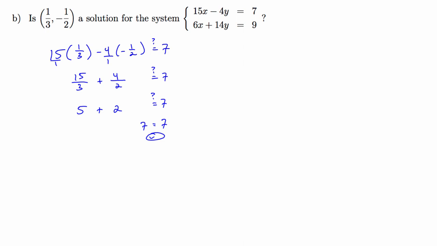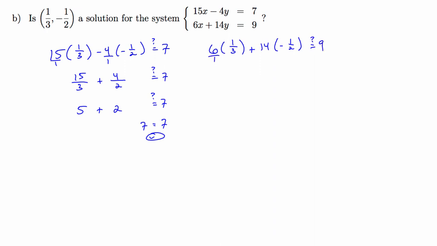Again, we need to go to the next step. We need to check if I substitute the 1/3 and negative 1/2 into the second equation, will I still obtain a true statement? So we begin the same way. The equation was 6x plus 14y equals 9. So that becomes 6 times the x value of 1/3 plus 14 times the y value of negative 1/2. And the question is, does that equal 9?